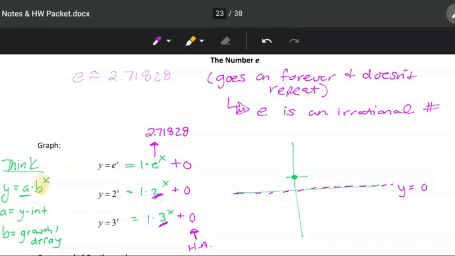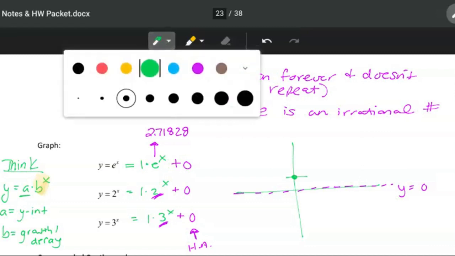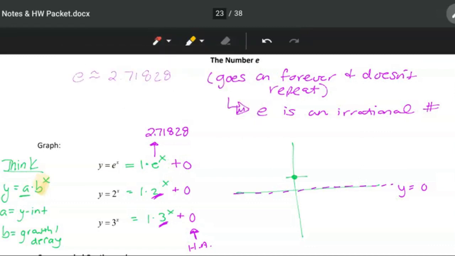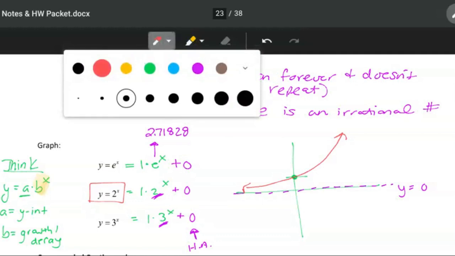So we need to draw these. We're going to have 3 graphs. I'm going to try to color code them. Let's do the 2 to the x first. If we drew the 2 to the x, maybe make it something wide like that. That one's growing the slowest, because its base is 2.